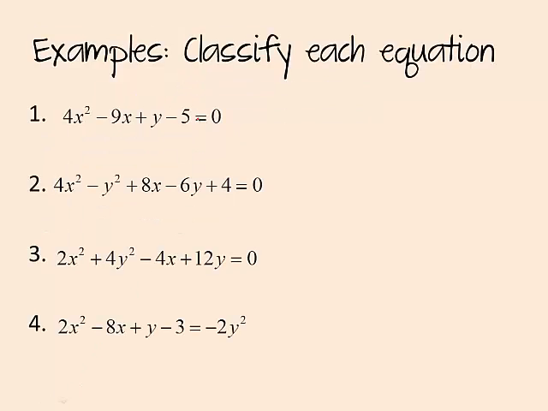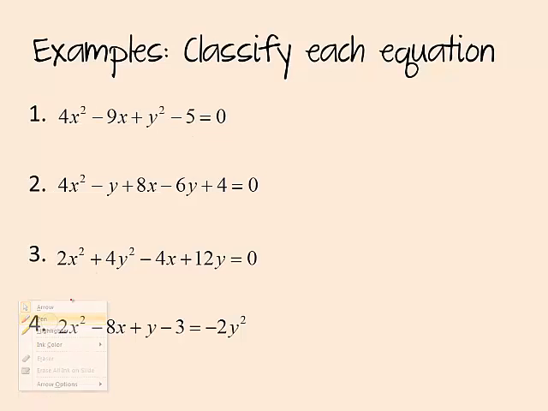So you're going to classify these. All right, let's classify these. Look at this first one: 4x squared minus 9x plus y squared minus 5. So first thing you want to do is identify what a is. Well, a is the coefficient of x squared. So this is a 4.